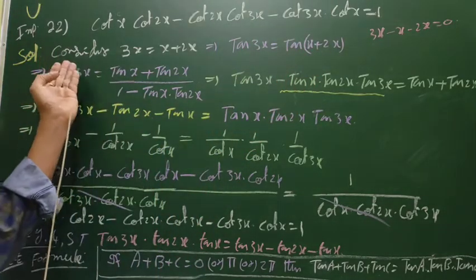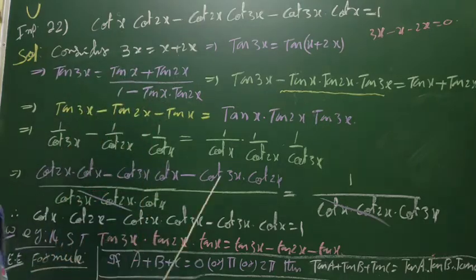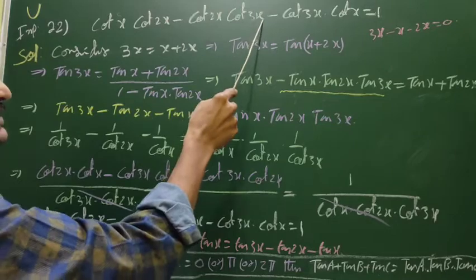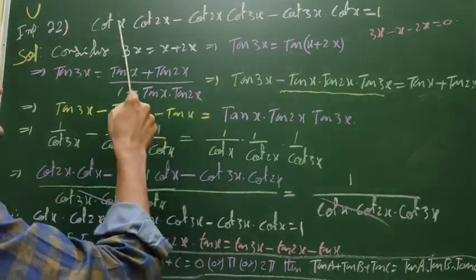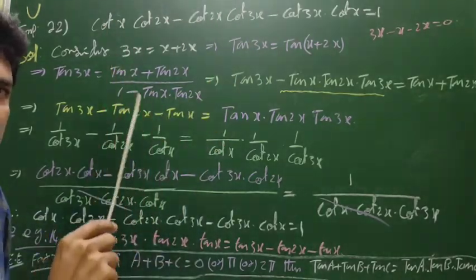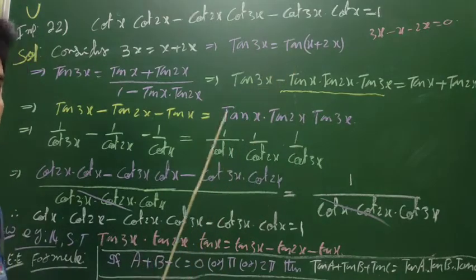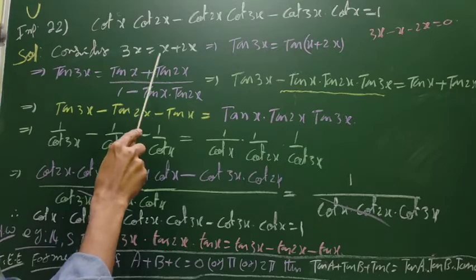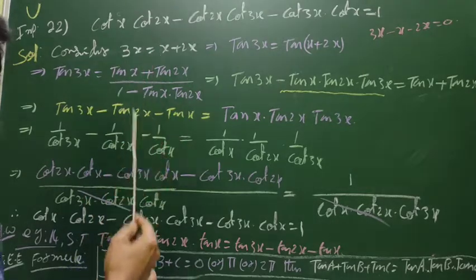But you consider that 3x is equal to x plus 2x, because it is involving the values of 3x, 2x and x. X, 2x, 3x, what is the interlinked? Interlinked: 3x is equal to x plus 2x. Already you know this.